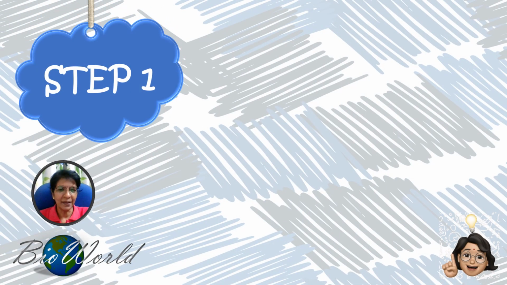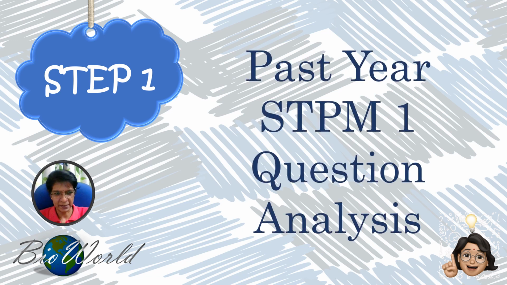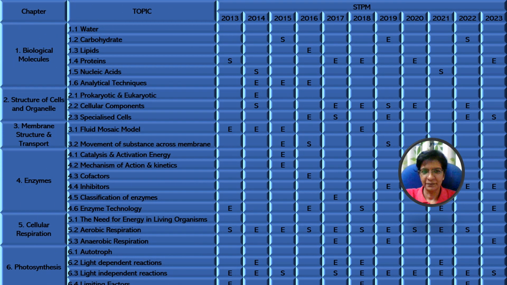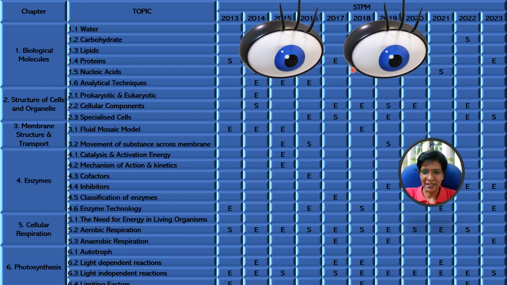Step 1 in any exam preparation is to know your past year questions. So I'm going to share with you the analysis for Biology STPM 1 from the year 2013 right up to the year 2023. So here's the analysis of 11 years of STPM questions, and it's quite a lot to digest.